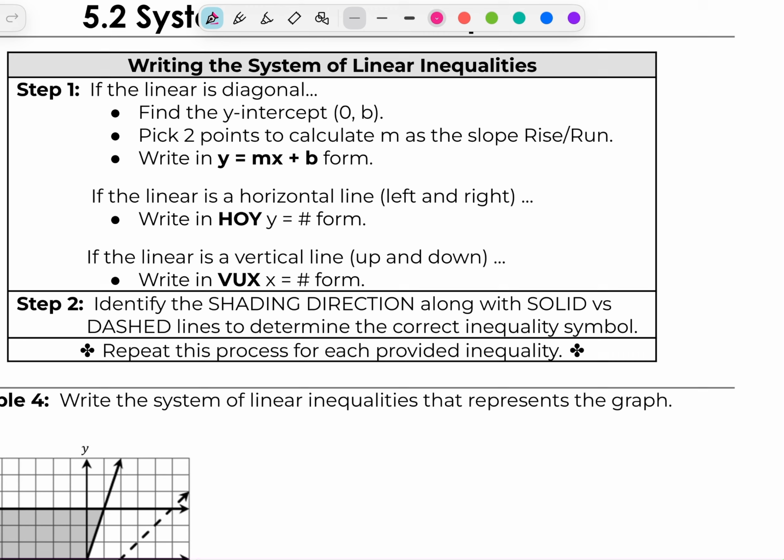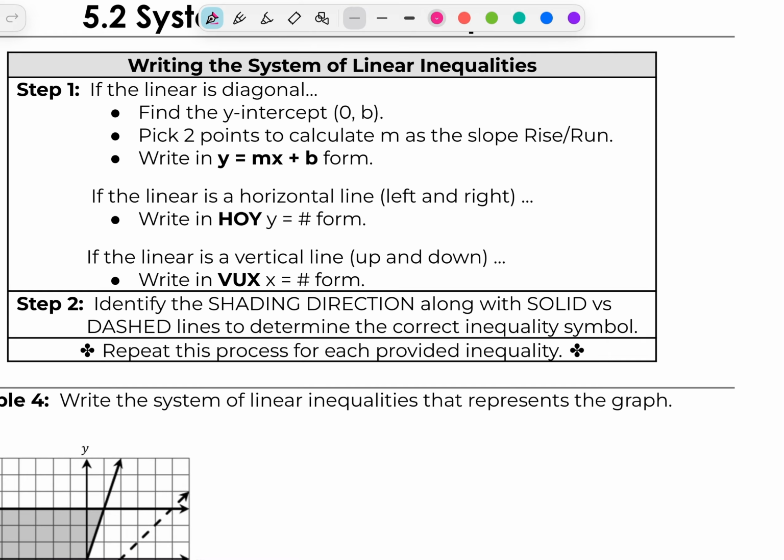So it says if it's linear, we're going to find the y-intercept as b, then we're going to pick 2 points to calculate rise over run for our m, and then we'll plug it into mx plus b form. If it's horizontal, remember we do a y equals and then find where it intersects the y. If it's vertical, then we're going to do an x equals and find where it intersects the x.